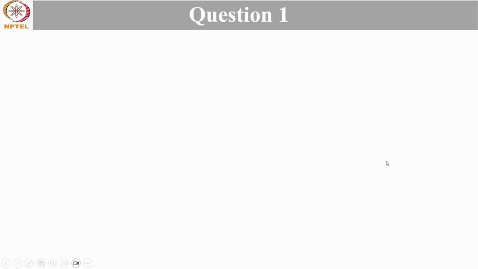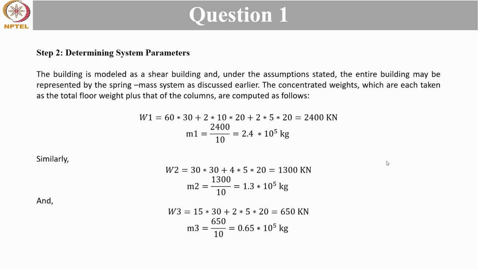Okay. Now, what's the first step before going to MATLAB? It is defining the system parameters. So, first is the mass of the building. Since the building is modeled as a shear building, why are we modeling it as a shear building? Because it is a short building and shear deformation will only prevail. And under the assumption stated, the entire building may be represented as a spring mass system as discussed earlier. So we can concentrate the weight of each floor at a particular point, which will be done as the total weight of the floor plus the weight of the column, half above and half below.